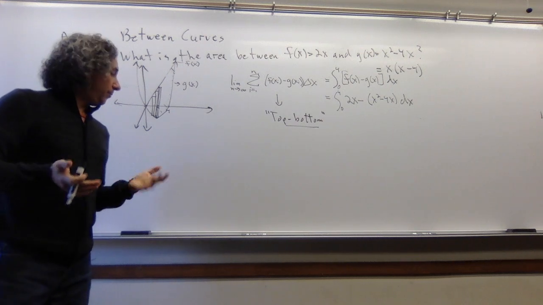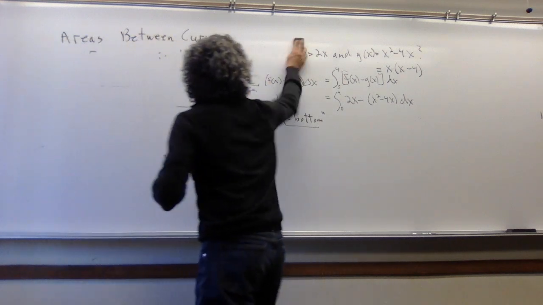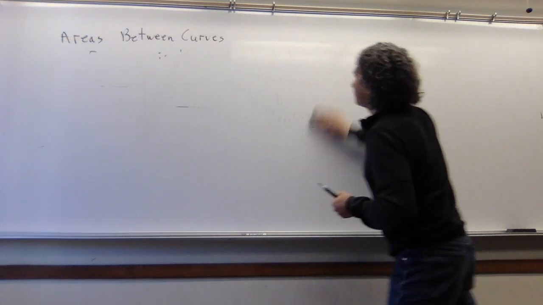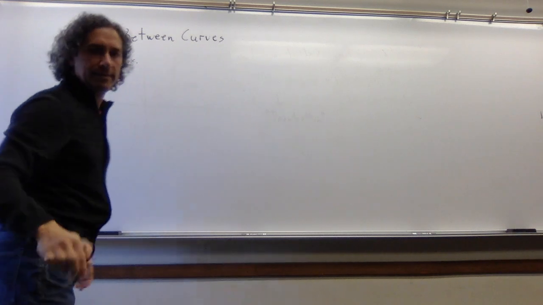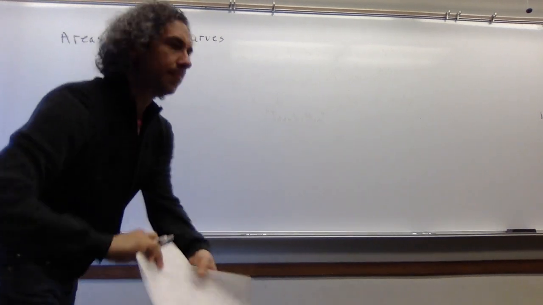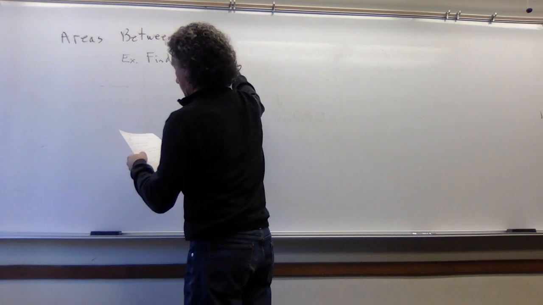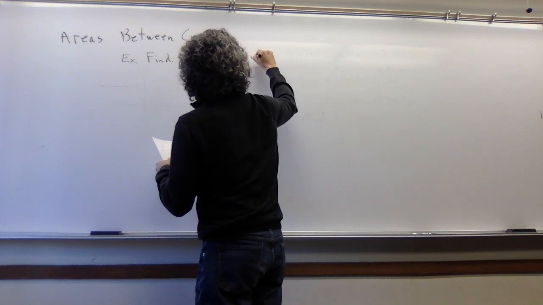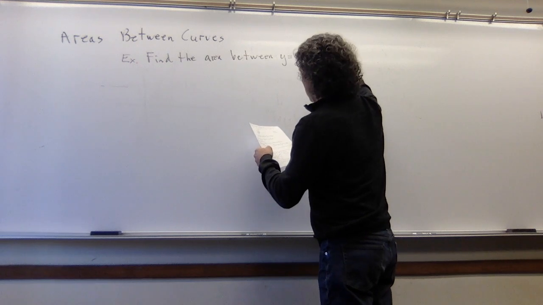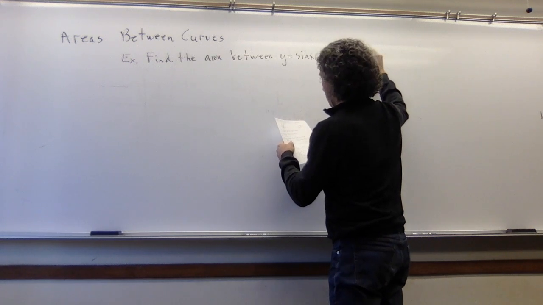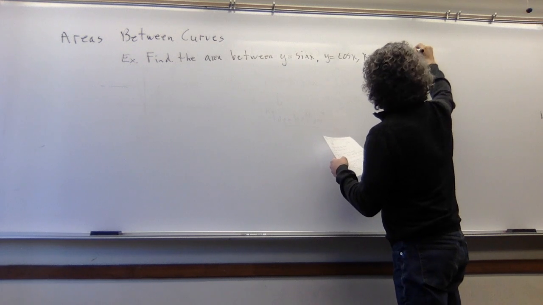Okay, as a more interesting example, I'm going to try to find a different area. Let's try to find the area between y equals sine of x, y equals cosine of x, x equals 0, and x equals pi over 2.